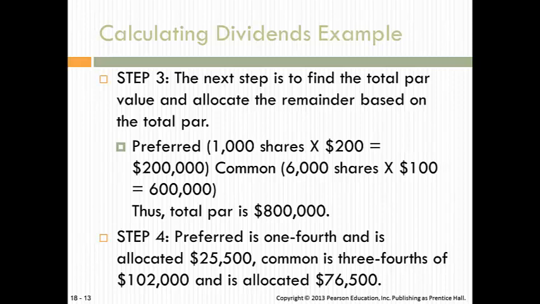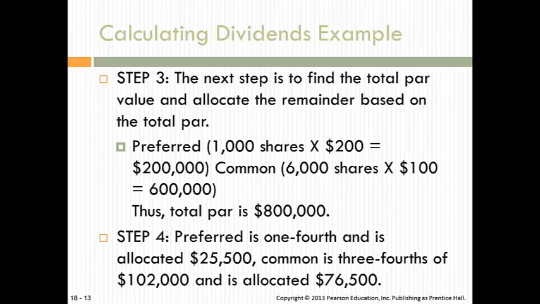Okay, the third step is to determine the total par value of preferred stock and common stock in order to determine a ratio to split up the remaining dividend. Total par value is determined by multiplying the total number of preferred shares by the par value per share, which is $200,000, and adding to that number the number of common shares multiplied by the par value per share, which is $600,000. This means we have a total par value of $800,000.